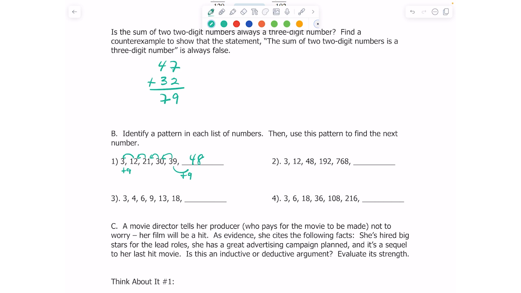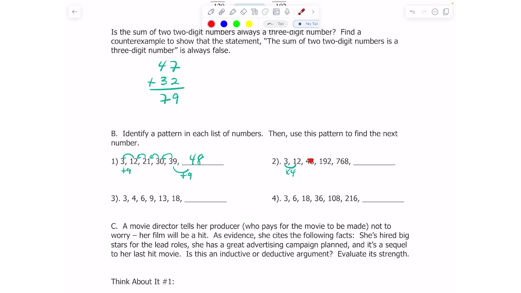Now on that next problem, in number 2, we can see the numbers are increasing much more rapidly. So here we're not adding a specific term, right? Like if I take 12 minus 3, that gives me 9, but 48 minus 12 is not 9. So I know I'm not adding 9 to get to each term. So let's try multiplying and dividing. 12 divided by 3 gives me 4, so that means 3 times 4 is 12, right? Does that work if I multiply each of these numbers by 4? Will it give me the next number?